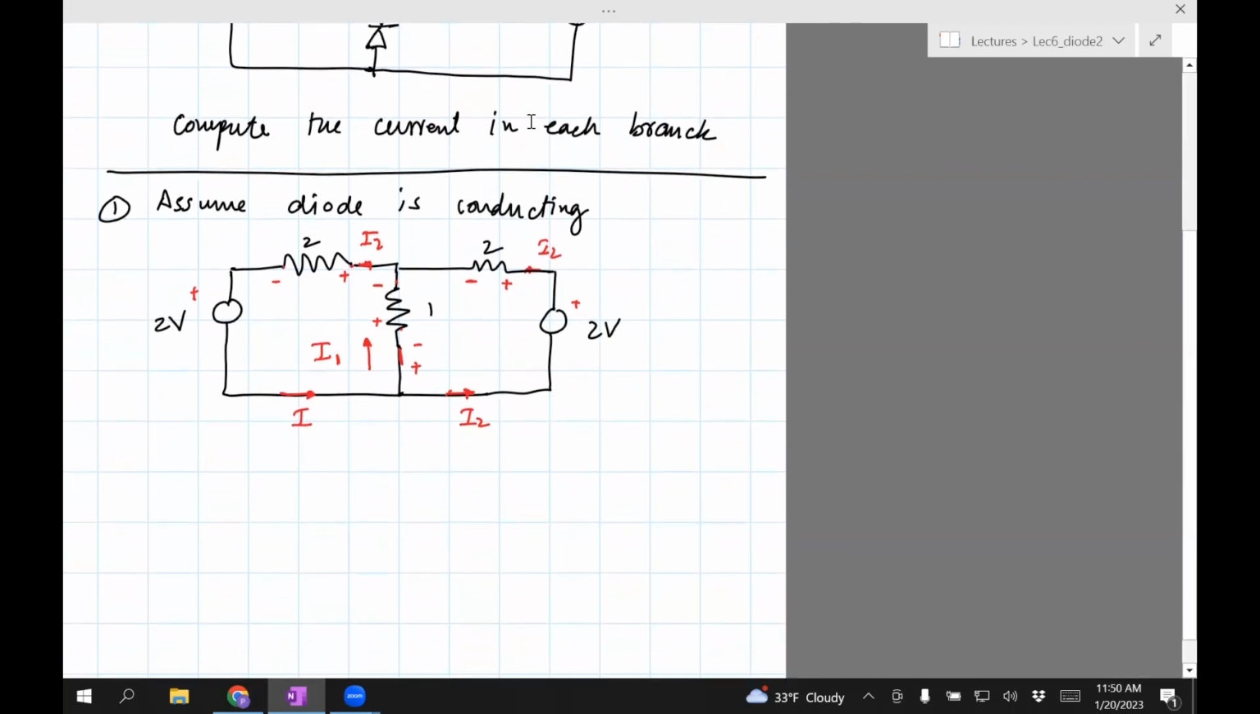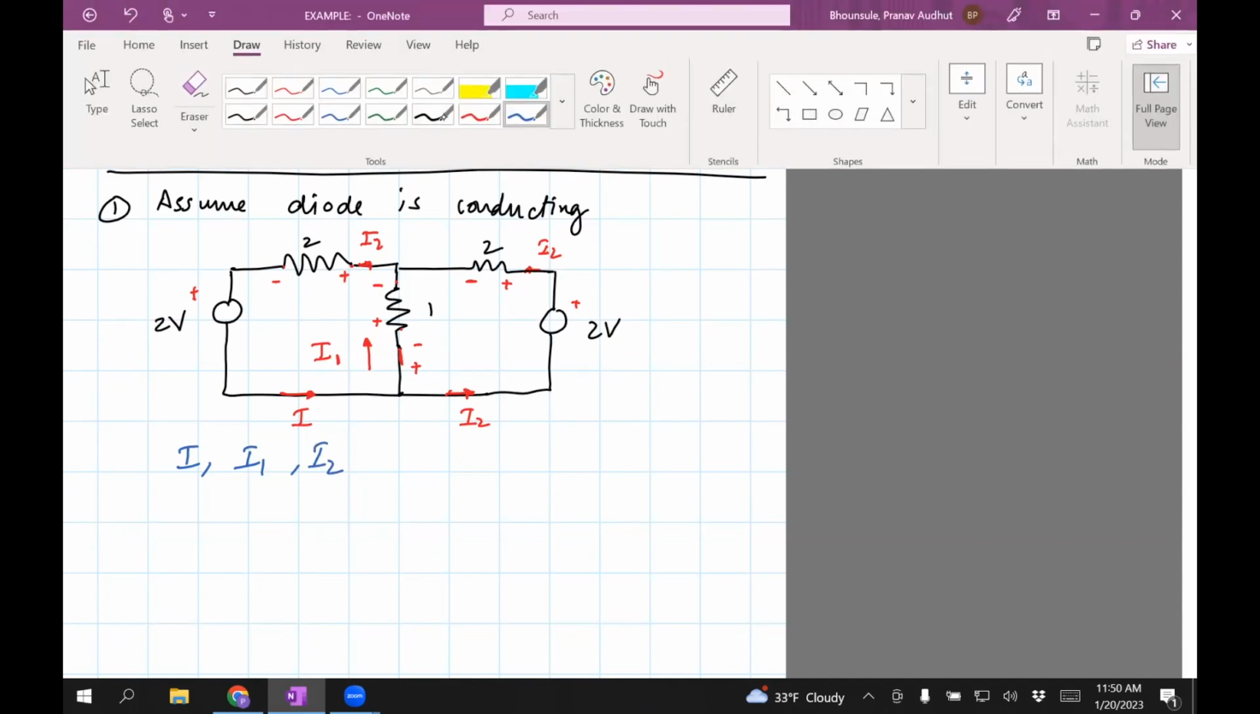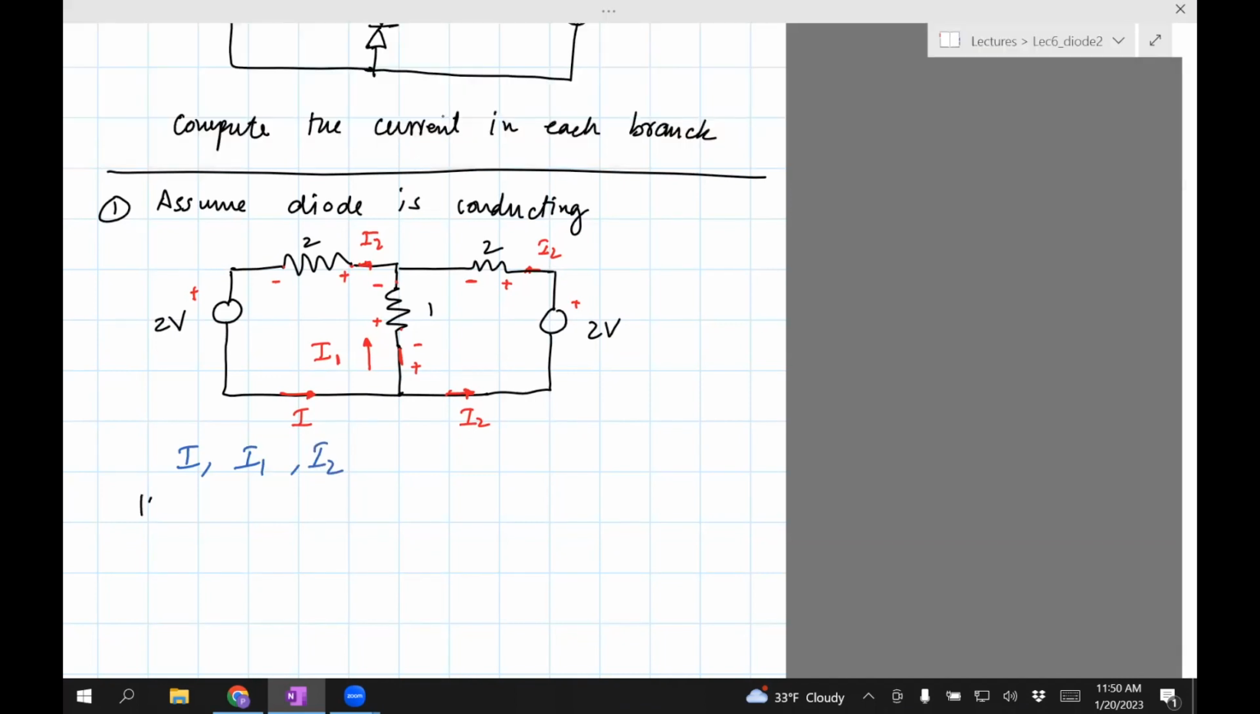Okay, so remember that we have 3 unknowns, I, I1, I2. So we need to generate 3 equations. So my first equation, I'll just get it using KCL. I see that at this node, I goes in, I1 and I2 come out. So we have I minus I1 minus I2 equals 0.